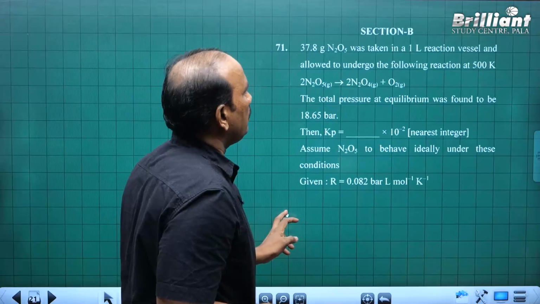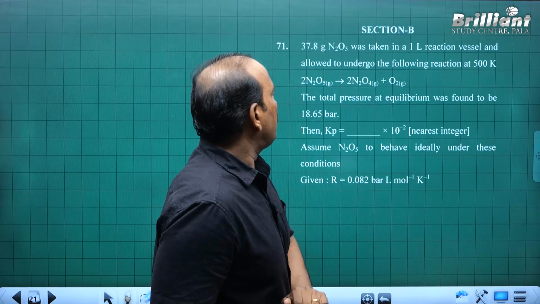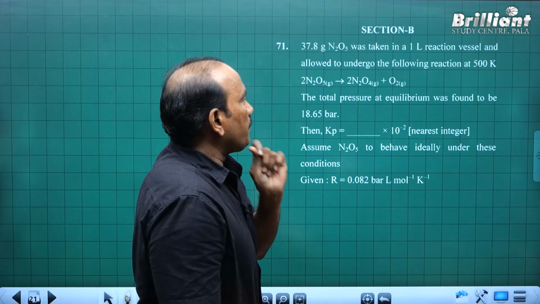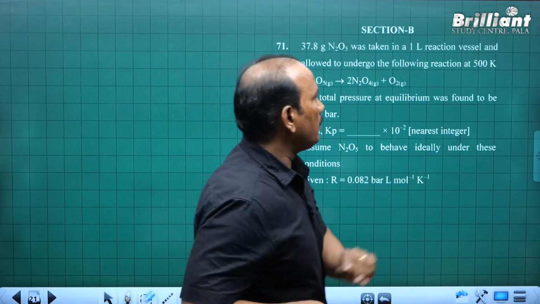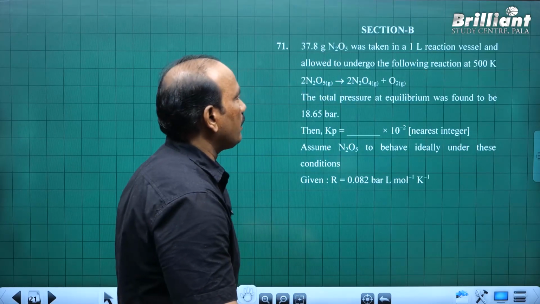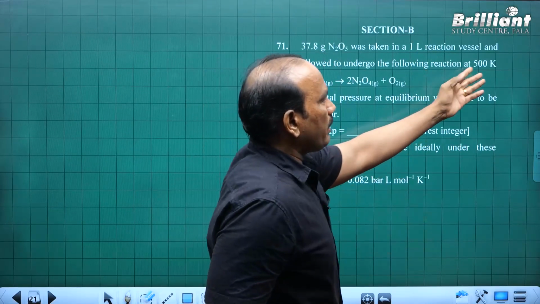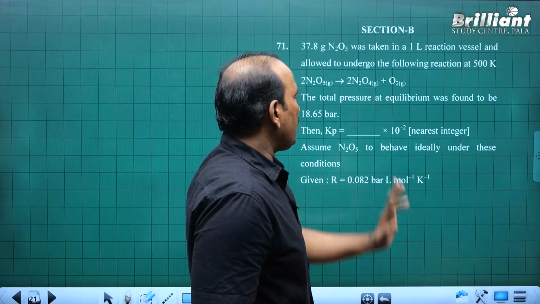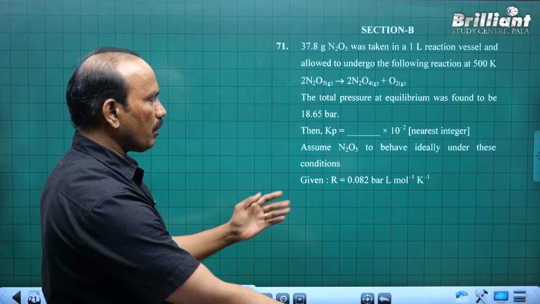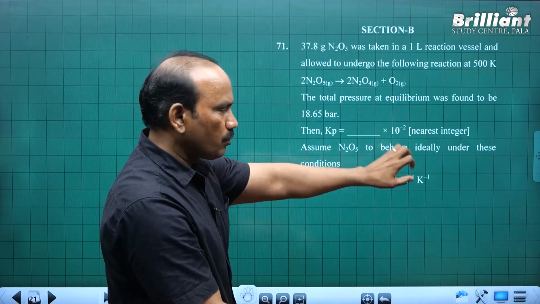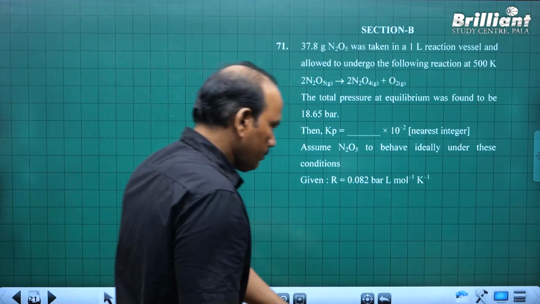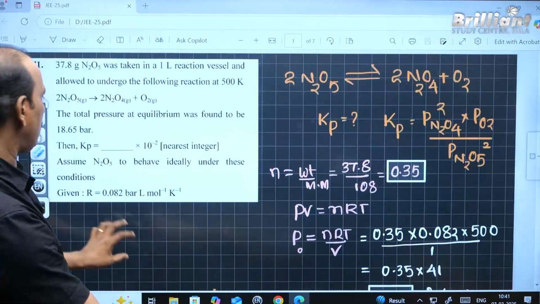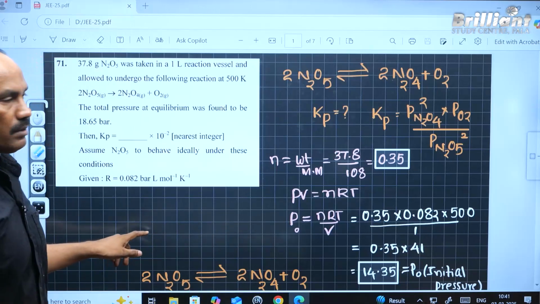Question 71. 37.8 grams of N2O5 was taken in a 1 liter vessel and allowed to undergo reaction at 500 K. Okay. In this one, what is the total pressure at equilibrium state? It is a Kp. First, we want to calculate moles. So, for easy convenience, I am explaining it through the. Then here. Okay? This is the question.